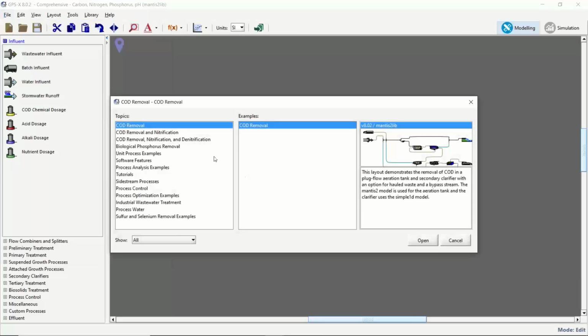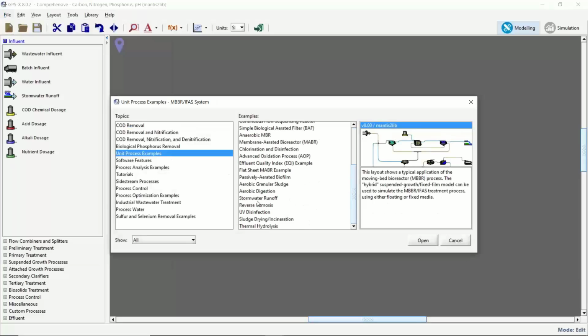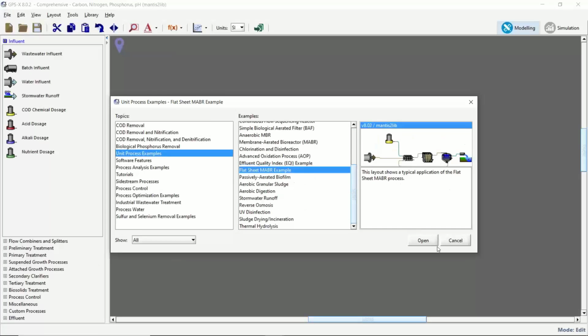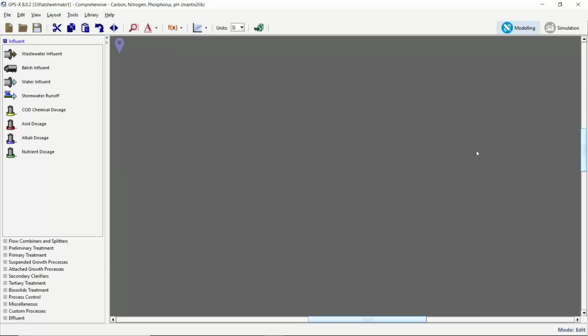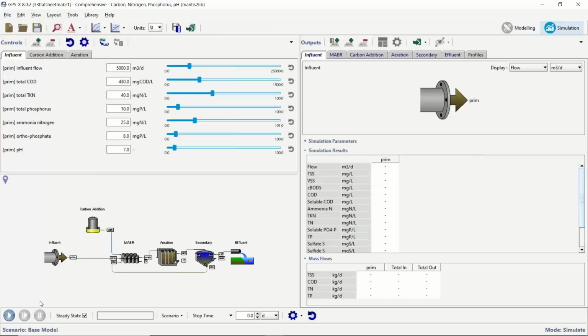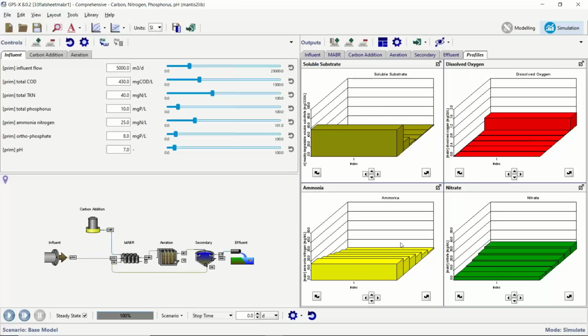So let's go back to the unit process examples, and we will take a look at the flat sheet example here, which is a different kind of setup, but something similar. You can see we're going to run a steady state solution of this as well, and I've set up a few profiles for this one too. Similar concept again. We can see the ammonia going down. I actually put quite a lot of aeration in this particular example. DO is at the back, and we can see the nitrate is up at the back there.